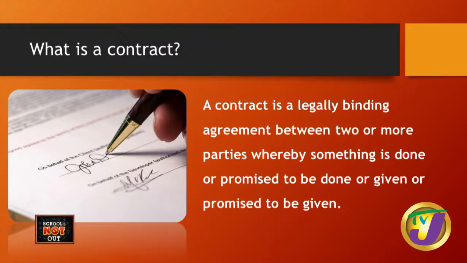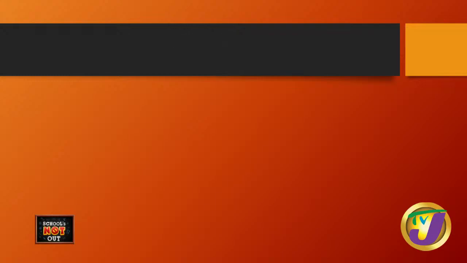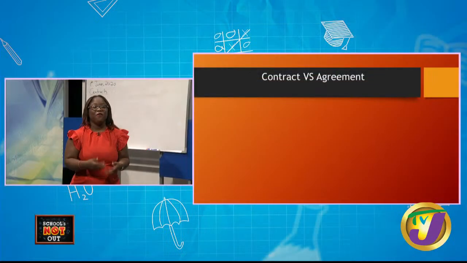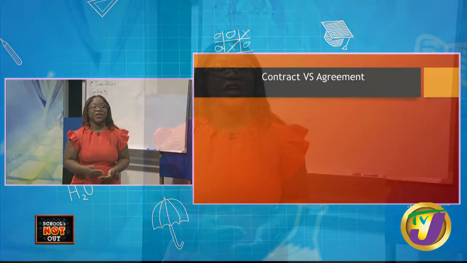And in contracts, you will hear reference to various parties. We have reference to one party we call an offerer and another party we call an offeree. So by the term offerer, you know that that's the person who would have made an offer, and the offeree is the person who has accepted that offer.